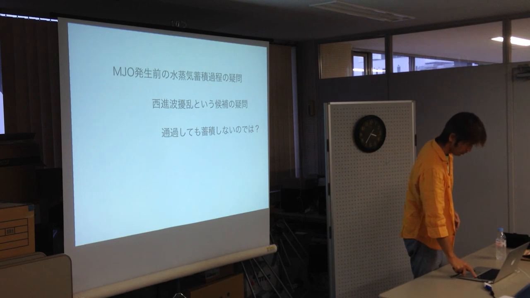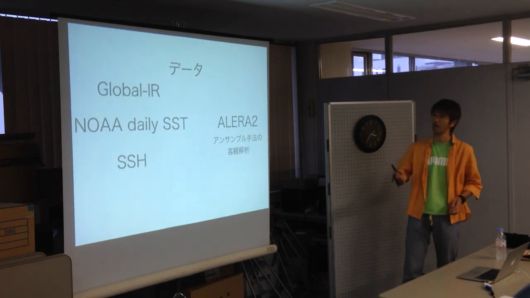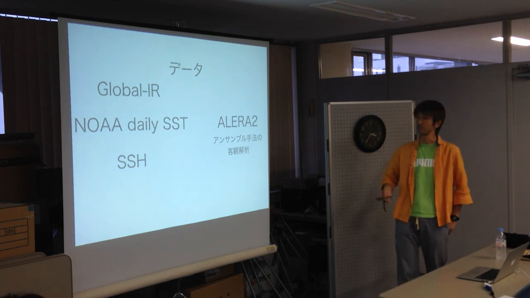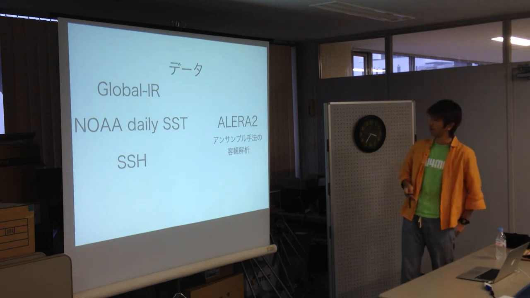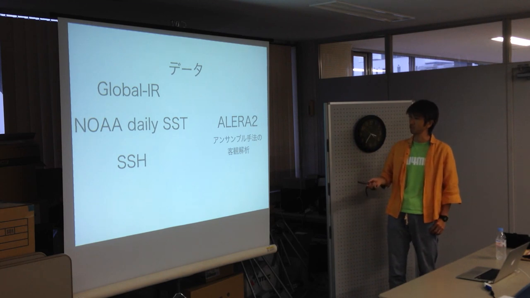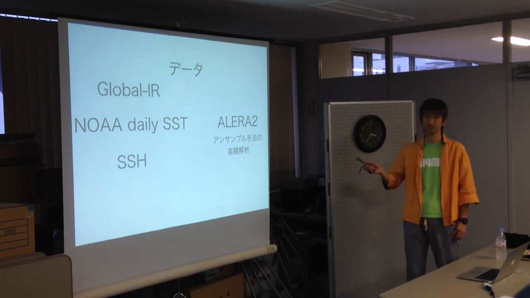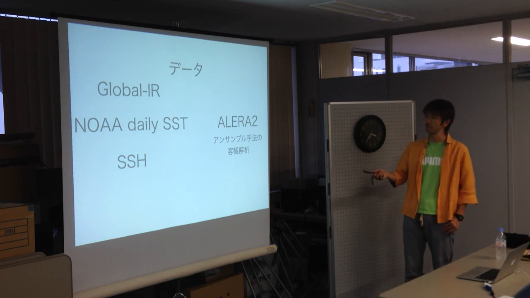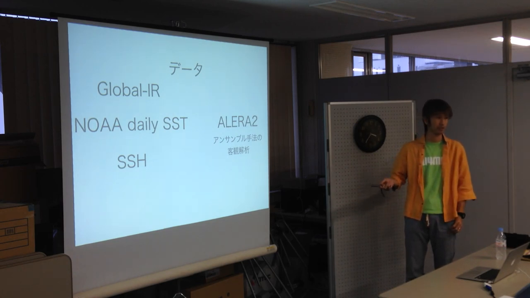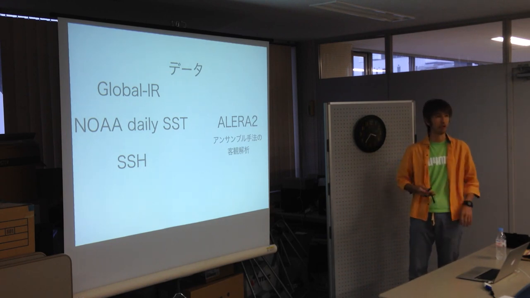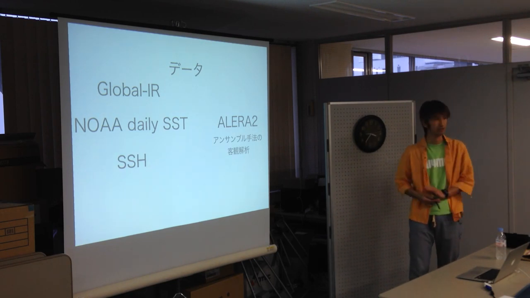So I'm going to use the global IR convention later, and SST and sea surface height, and use the objective analysis. This is unusual because this is produced by JAMSTEC experimenter. This is produced by an ensemble Kalman filter simulation technique. So that has an accuracy equal to 40 bar in salinity.